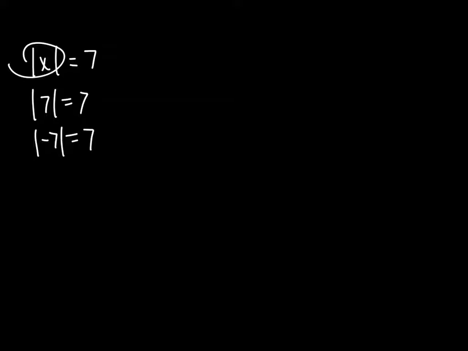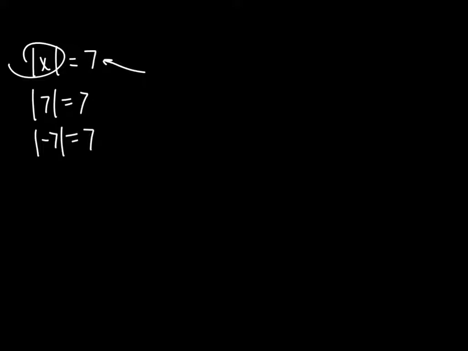So if we have the absolute value of x and we say that equals 7, that means our x can be 7 or negative 7, because remember, the absolute value of a number is how far it is from 0. So if x is 7, that means it is 7 away from 0. And again, it doesn't matter which direction, it's going to be 7 away.